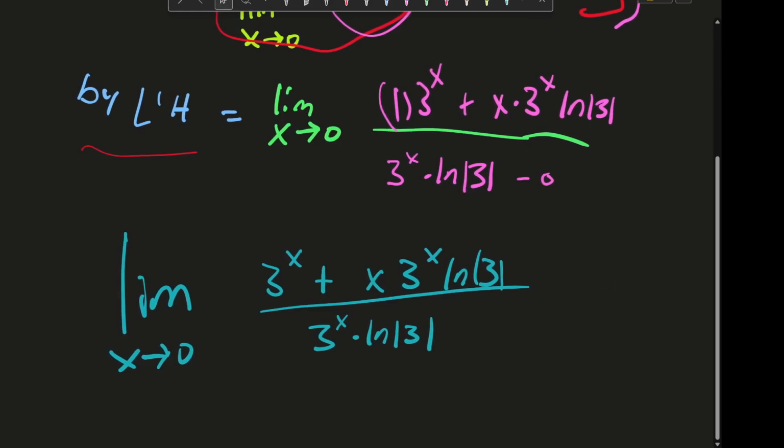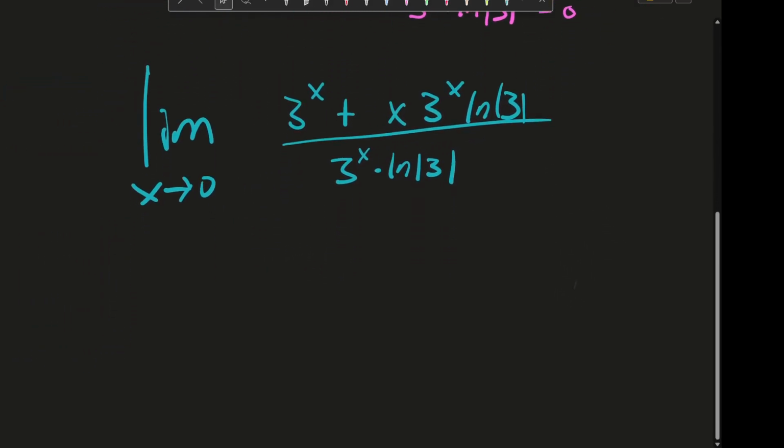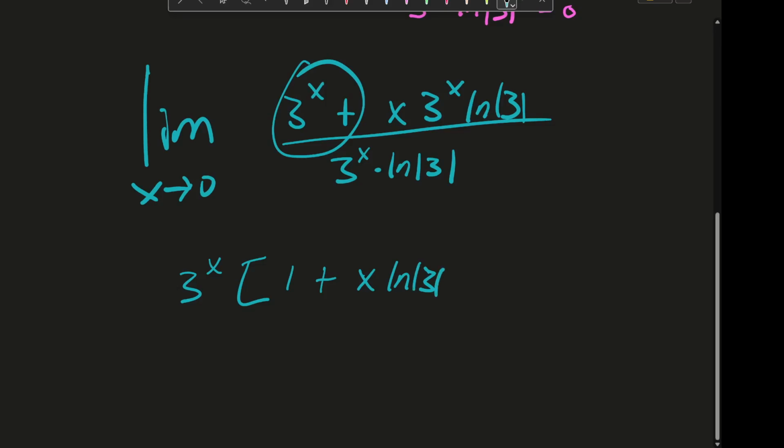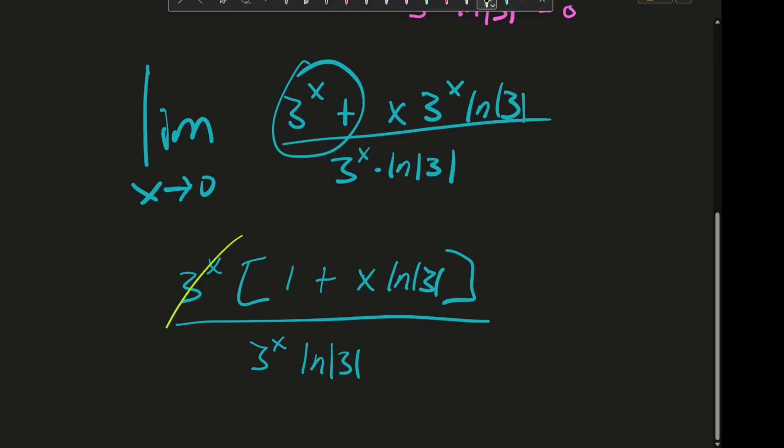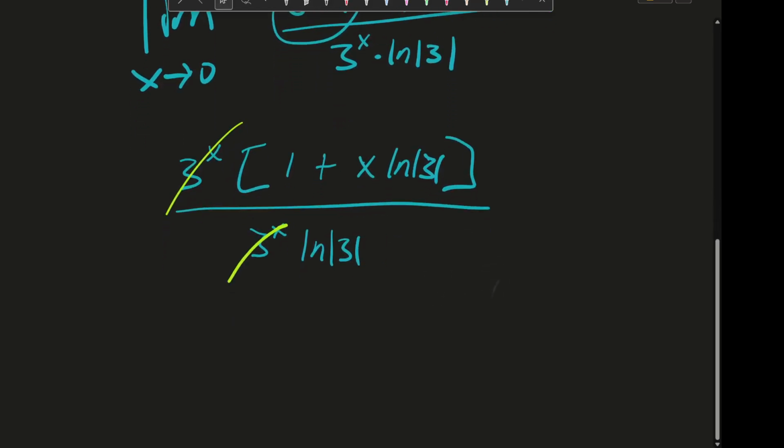And you have a ln of 3 common in each term, on either side of the plus in the top, and the bottom's all multiplication. So you can go ahead and factor out that 3 to the x like this. 3 to the x, factor that out of there, you get 1 plus x ln of 3 in the numerator, and then in the denominator you don't have to factor it because it's all multiplication. And then you can just cancel out those two 3 to the x terms.